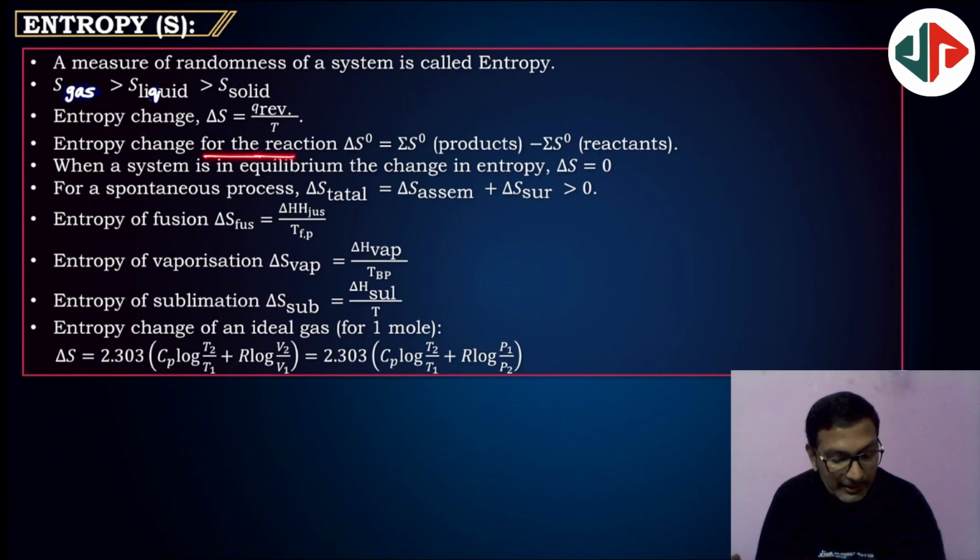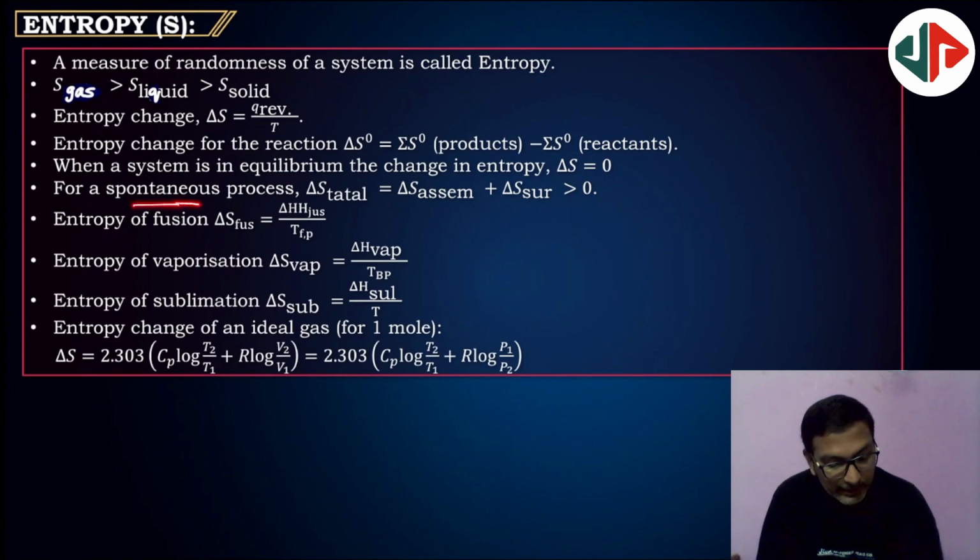For a chemical reaction, delta S equals the summation of entropies of products minus the summation of entropies of reactants. For equilibrium, delta S is 0.